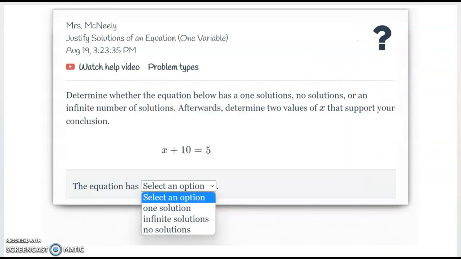Let's look at one that would have one solution. Again, you're showing your work on your own paper. So we're subtracting 10 from each side. We get x equals -5. You would choose one solution for this. The x's did not disappear. X has one solution, and that's equal to -5.